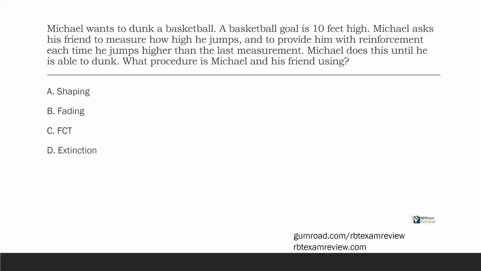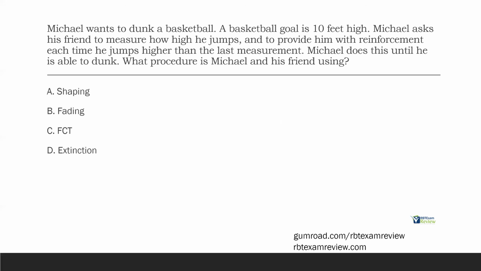What procedure is Michael and his friend using? So Michael is slowly increasing his ability to jump higher. What is Michael's ultimate goal? His ultimate goal is to jump 10 feet high / dunk a basketball.